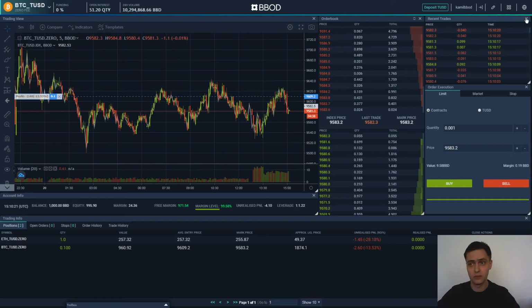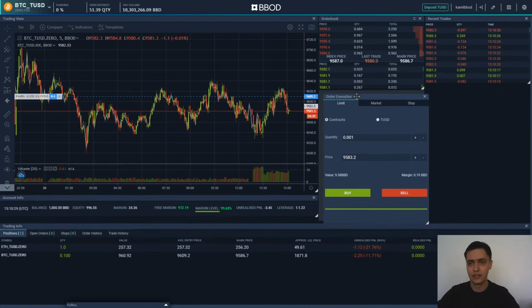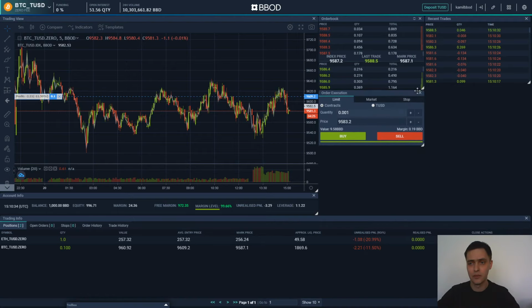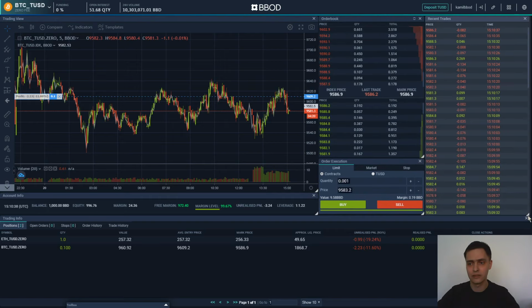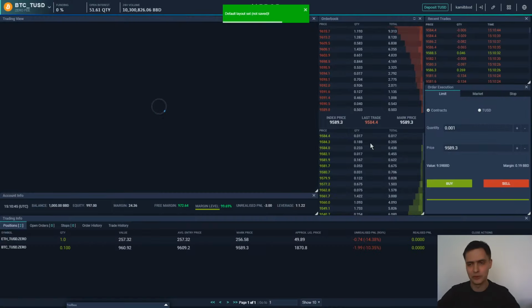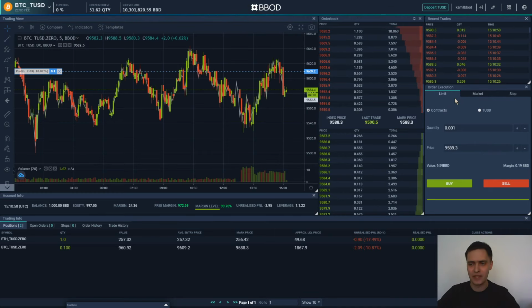You can get rid of this one if you don't like it. If you want to see more, as I said before, you can do something like this. You can even make the execution box smaller, just like that, and see all the trades that are going in here. I'm used to the stock view, so I'm going to reset that. Here we can see order execution, so that's the place where you place all your orders.